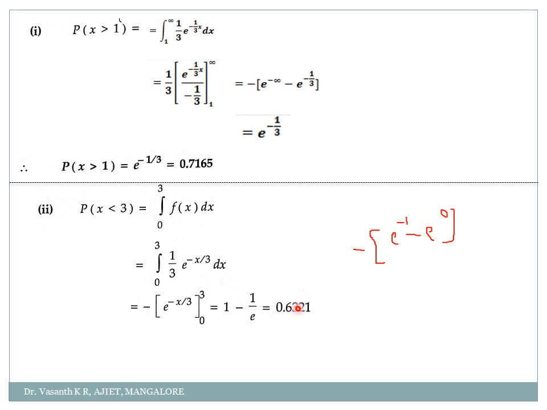And remember, probability value cannot be negative. If you are getting minus and all here, then you might have made a mistake. I am repeating again and again, my dear students, remember one thing: the probability value will never be negative. It should be a positive value.